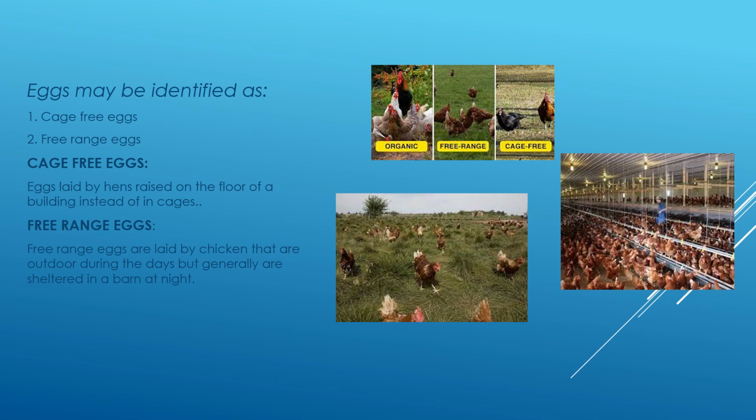What are free-range eggs? Free-range eggs are laid by chicken that are outdoors during the day, but generally are sheltered in a barn at night. So these kinds of eggs are defined as basically the same as cage-free eggs, but with the exception that free-range hens have access to the outdoors. Note that this doesn't mean they are able to roam completely free and might just have access to the outdoors at certain times of the day, not all the time. So this is the basic difference between these two kinds.